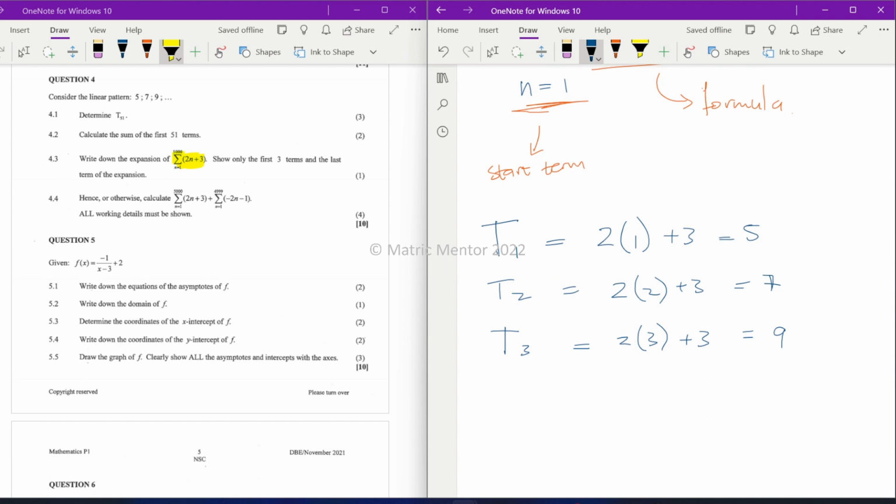Then the last term is the 5,000th term, which is T5000 equals 2 times 5,000 plus 3, which equals 10,003.